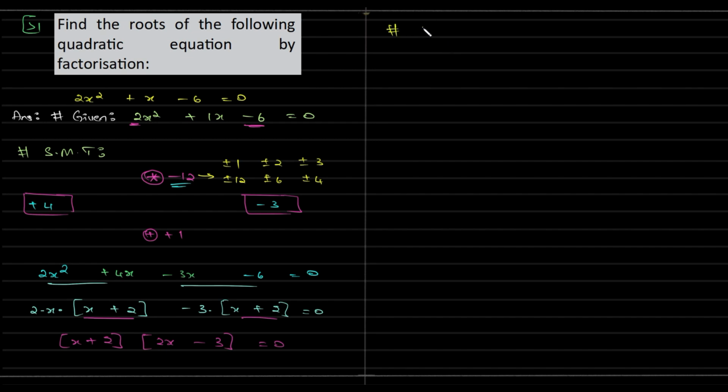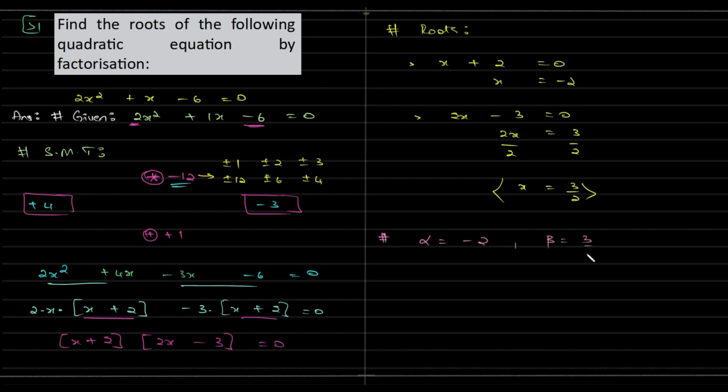And now, since we have factorized, we can find the roots. All I have to do is x plus 2 equated to 0, x is equal to minus 2. And the next term is 2x minus 3 equated to 0. So 2x is equal to 3, divide by 2 both the sides, x is equal to 3 by 2. Therefore the roots are, in the end we should conclude alpha is minus 2 and beta is 3 by 2. You guys can pause and have a look.